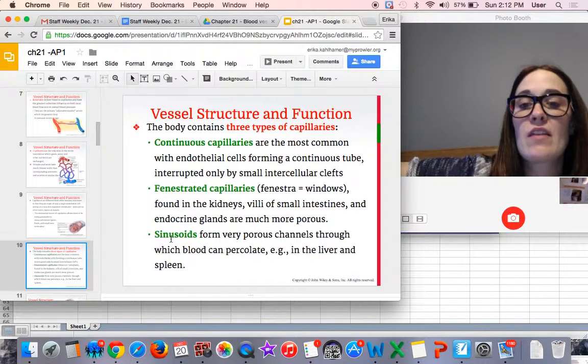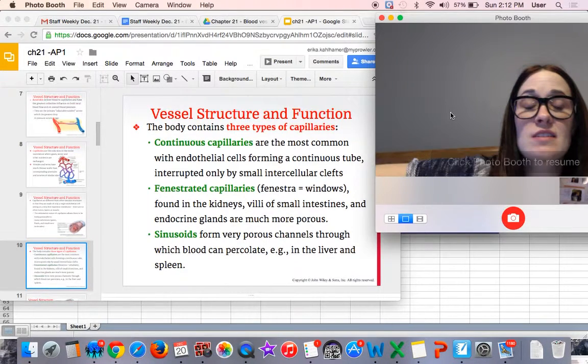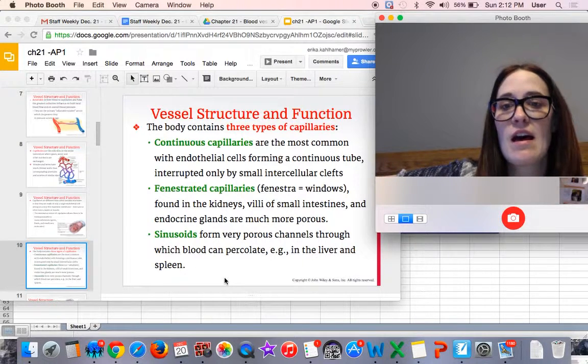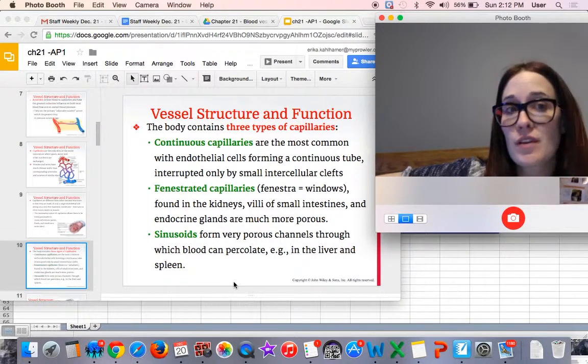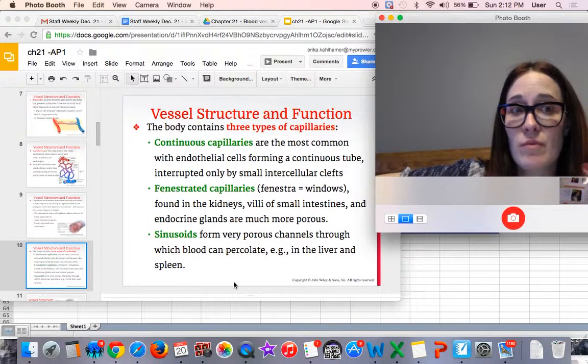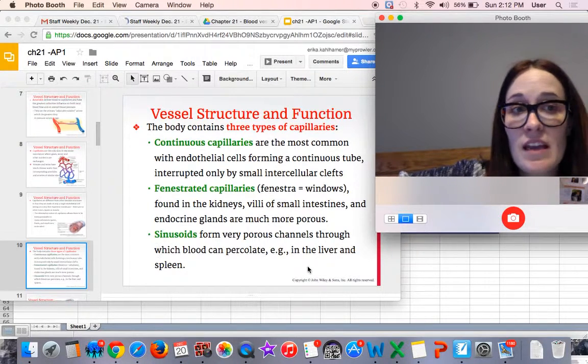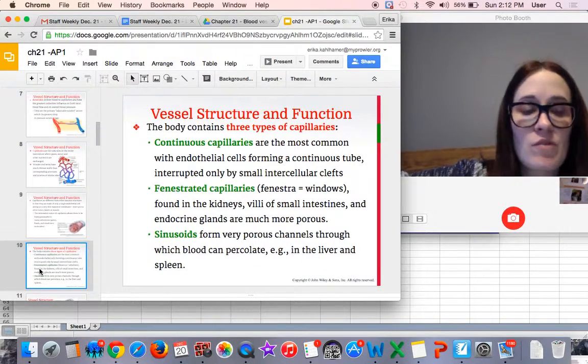And the sinusoids are even larger holes. So capillaries with extremely large holes in comparison. Blood essentially percolates, like how a coffee percolates through the filter. So you're going to find these in the liver and the spleen. Large amount of blood in both of those organs.